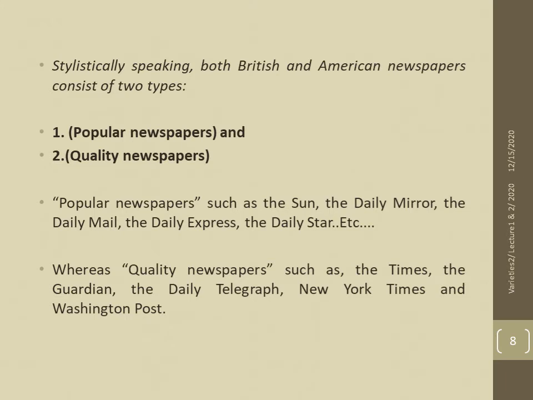Stylistically speaking, both British and American newspapers consist of two main types of press. First, popular newspapers, and second, quality newspapers. So broadly speaking, we have two kinds of newspapers. We have popular newspapers and quality newspapers. Popular newspapers such as The Sun, The Daily Mirror, The Daily Mail, The Daily Express, The Daily Star, etc., whereas quality newspapers include the Times, the Guardian, the Daily Telegraph, New York Times, and Washington Post.